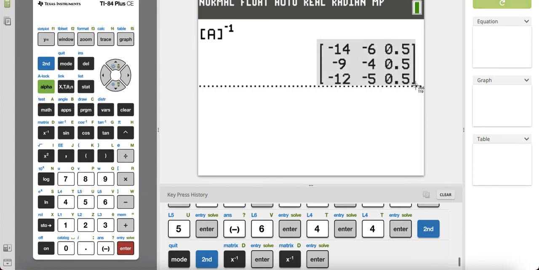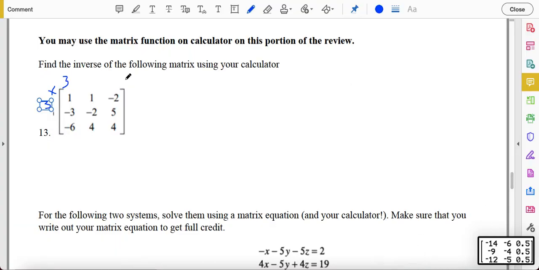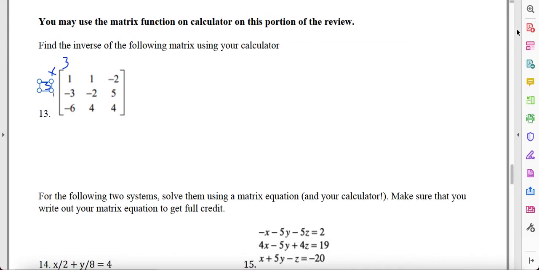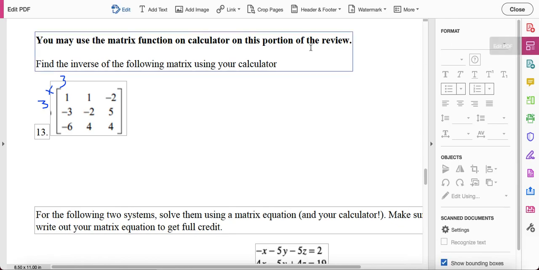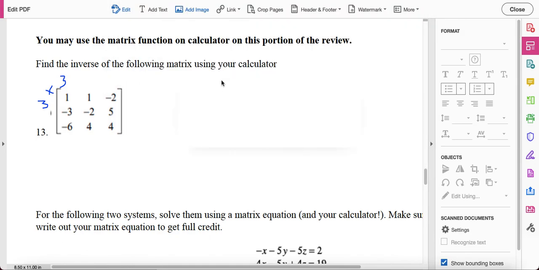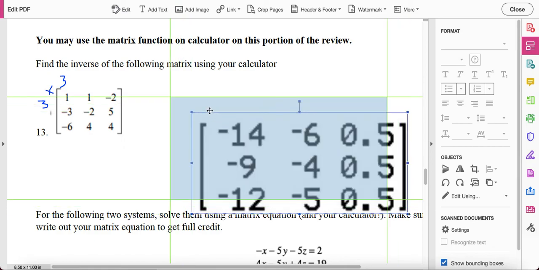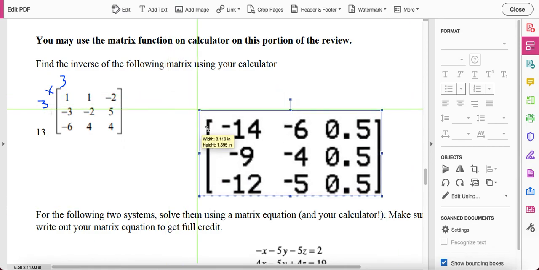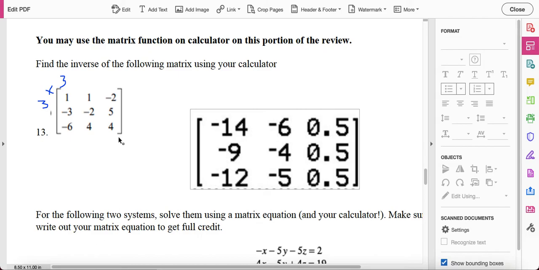Screenshotting that in. Let's insert this value in here. And there is our inverse. So that's the inverse of that given matrix.